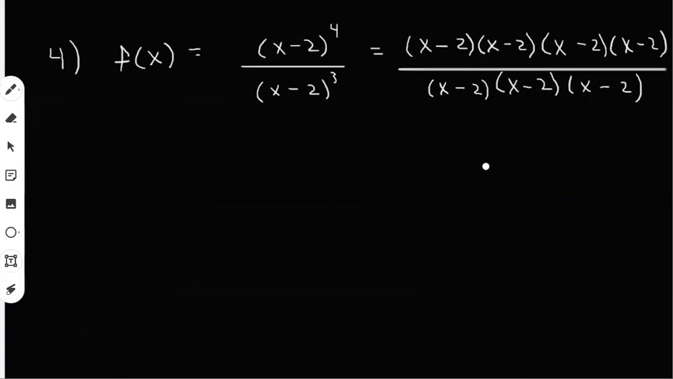So we have 3 pairs that are going to cancel out. This pair, and this pair. And I'm left with x minus 2 on top with a 1 on the bottom. And if I'm dividing by 1, then I'm just going to get x minus 2.